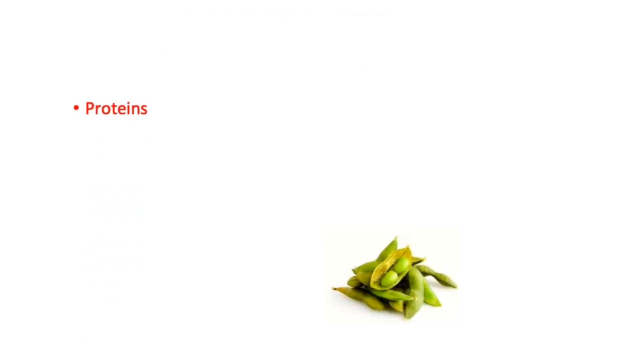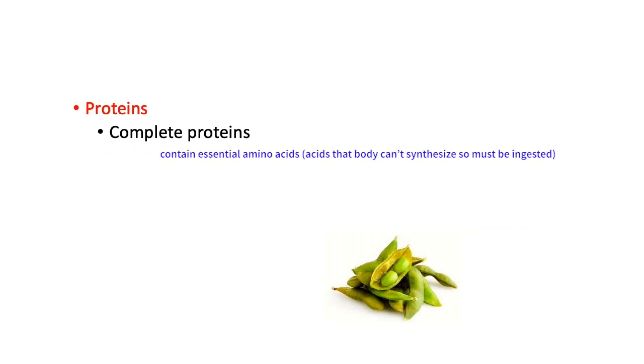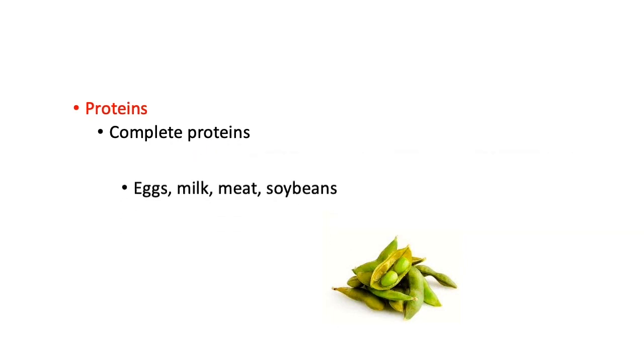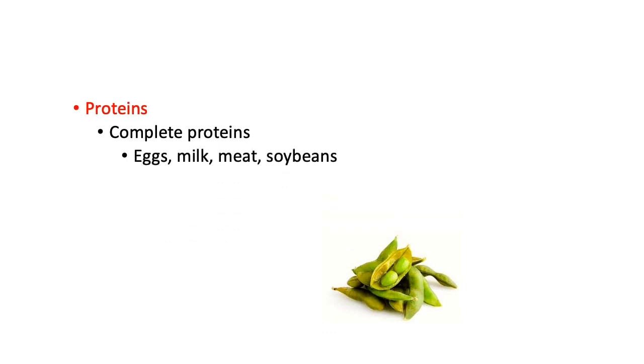A third macronutrient are your proteins. Proteins are made from amino acids. Essential amino acids are amino acids that your body cannot synthesize, so you must include them in your diet. Complete proteins are proteins that contain the essential amino acids so that you can get all of the essential amino acids required when you eat them. Most complete proteins are going to be proteins from animal products, but not always. You can see the soybeans there at the end. Those are from plants.